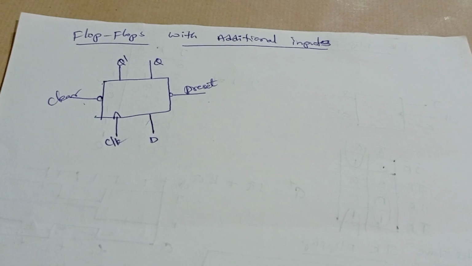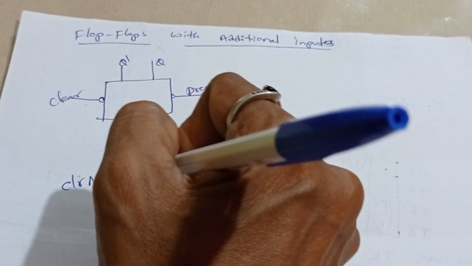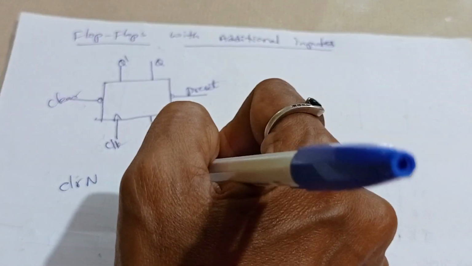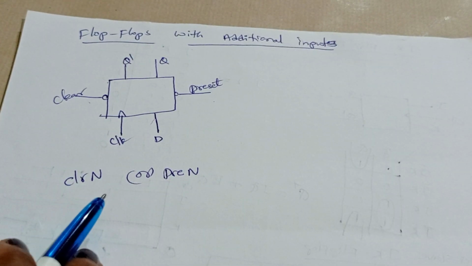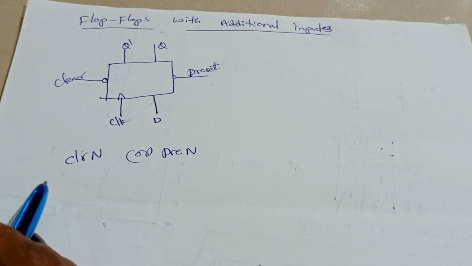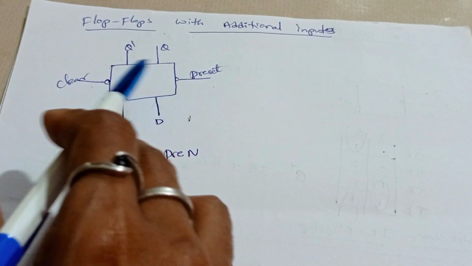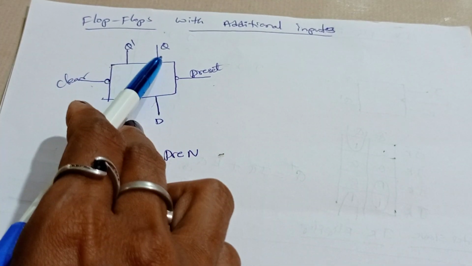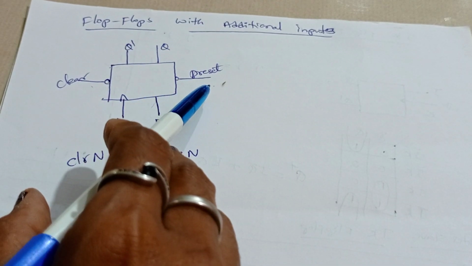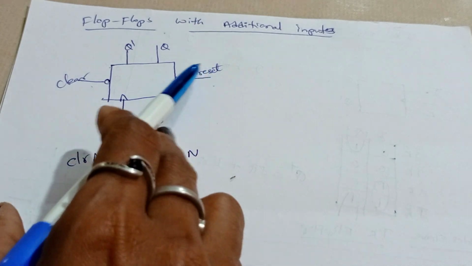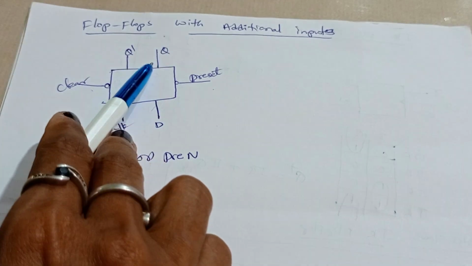We'll use the notation CLRN or PRE N, preset N, to indicate active low clear and preset inputs. Thus, logic 0 applied to clear will reset the flip flop, so Q is equal to 0. When logic 0 is applied to preset N, it will set the flip flop. If preset is 0, it is set, and now Q becomes 1.